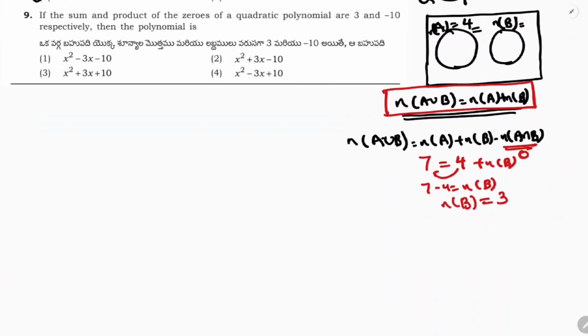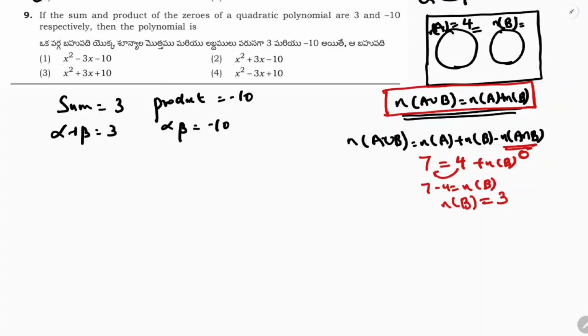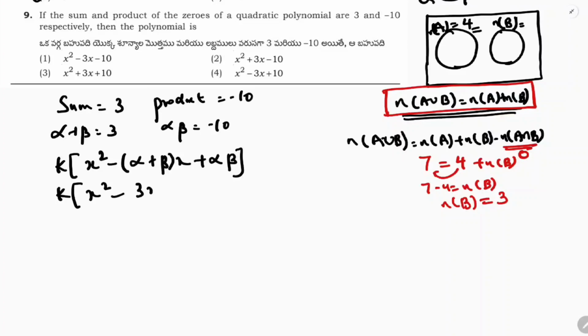The sum and product of the zeros of a quadratic polynomial are given. So the sum is 3 and the product is minus 10. So alpha plus beta is 3, alpha into beta is minus 10. So the formula is k into x square minus alpha plus beta into x plus alpha beta. K times x square minus 3x, and alpha into beta is minus 10. So at k equal to 1, the polynomial is x square minus 3x minus 10. So the correct option is 1.